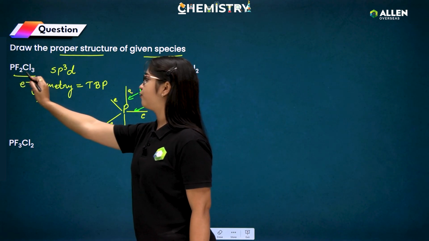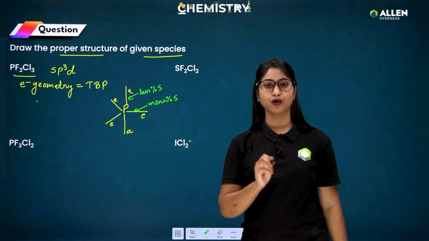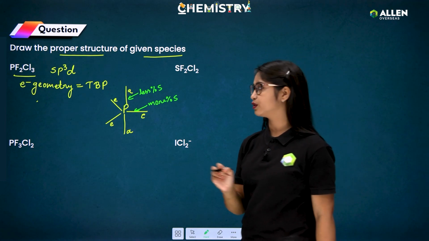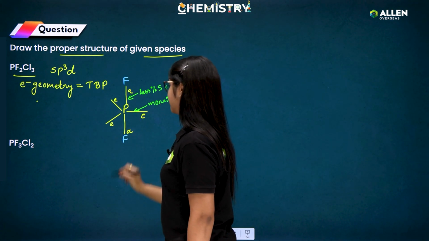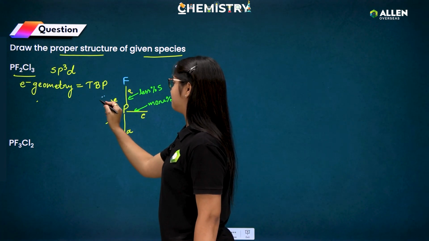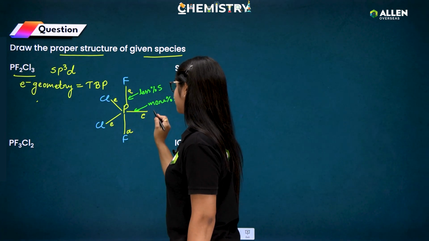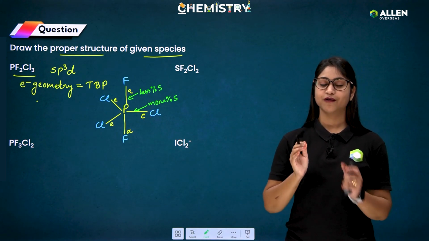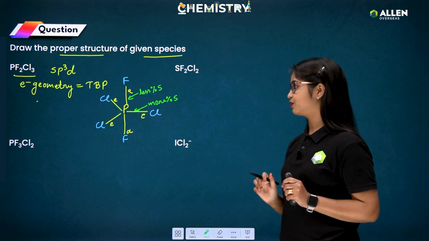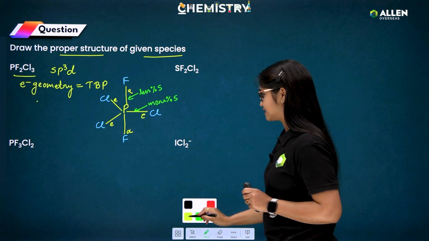Now, I have 2 fluorine and 3 chlorine. I know fluorine is more electronegative as compared to chlorine. So, I will place the fluorine at the axial position. Now, the remaining chlorine will be placed at equatorial positions. So, this is the proper structure of this molecule, following Bent's rule as well, right? Now, let's see the next molecule.